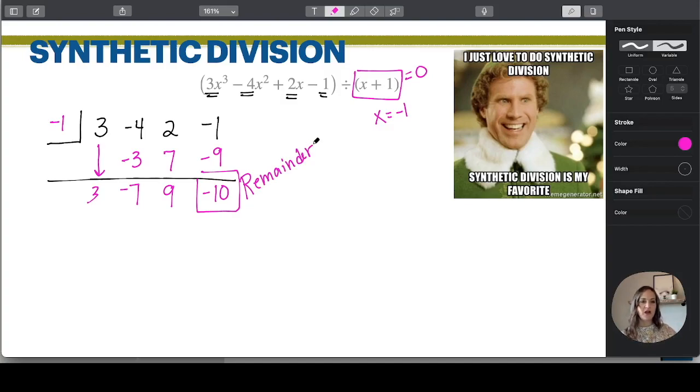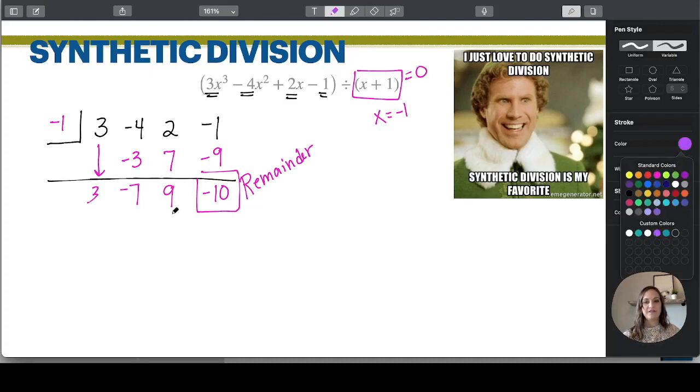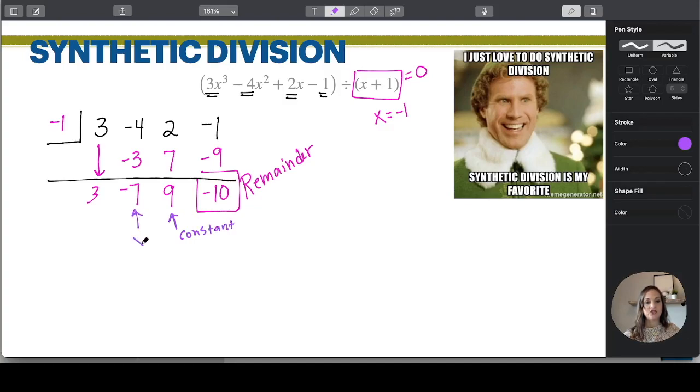Now, to figure out what these other numbers are, here's what you do. The first number is your constant. The second number is your coefficient in front of x. Your third number is your coefficient in front of x squared. If you had more numbers to the left, then it would have been the coefficient in front of x cubed, x to the 4th, and so on.